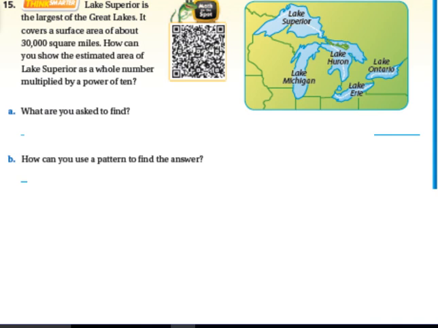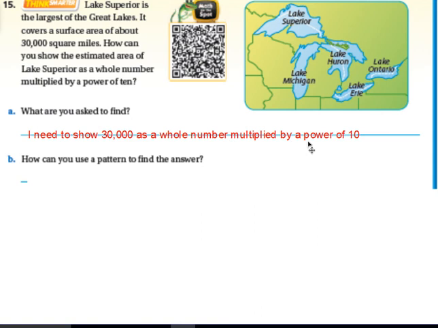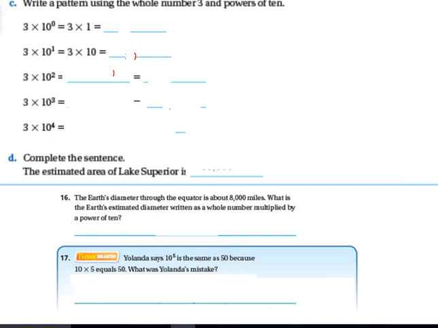Lake Superior is the largest of the Great Lakes. It covers a surface area of 30,000 square miles. How can you show the estimated area of Lake Superior as a whole number multiplied by a power of 10? What are you asked to do? Well, it says right here, I need to multiply the whole number by a power of 10. So I need to show 30,000 as a whole number multiplied by a power of 10. How can I use a pattern to find the answer? Well, I could fill this in first, because this is going to show me the pattern.